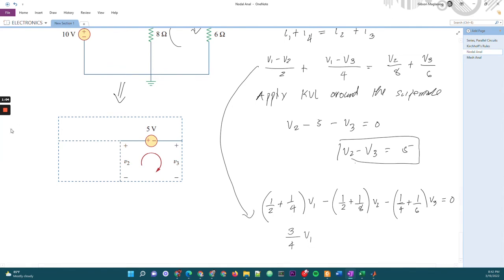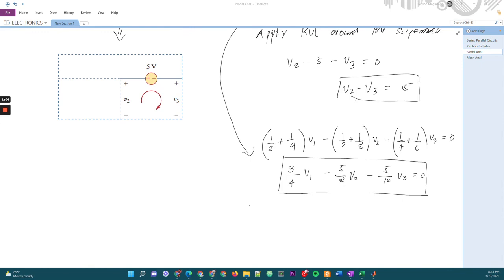So V2 minus V3 equals 5. To solve it, we'll just be using the substitution method. We know that V1 is 10 volt and V2 minus V3 is equal to 5, or V2 is just 5 plus V3. So substitute that. Then we'll be able to solve the equation, so you get the voltages V1, V2 and V3 of course. Okay?